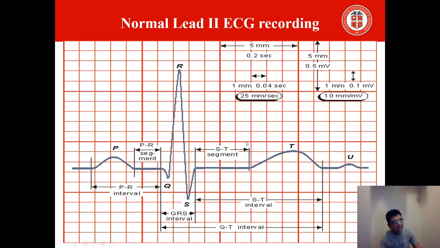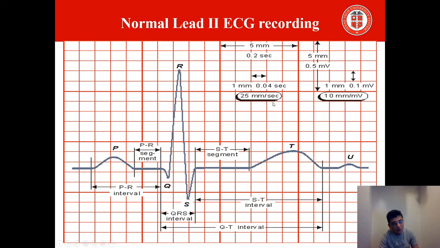And on the y-axis, we have the voltage in millivolts. So the two big things are big squares, 5 by 5, and small squares, 1 by 1. The x-axis is time in seconds, and the y-axis is voltage in millivolts. Now, the small square represents 0.04 seconds if we take a distance of 1 millimeter. So one small square is equal to 0.04 seconds.